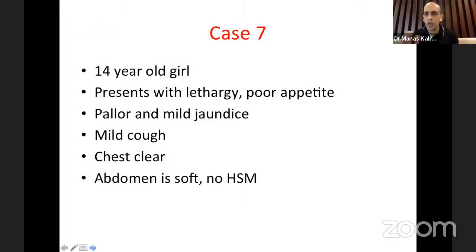So we now move gears and go to the other spectrum in the remaining half of our presentation. Okay, so here we talk about a 14-year-old girl who presents with lethargy and poor appetite.